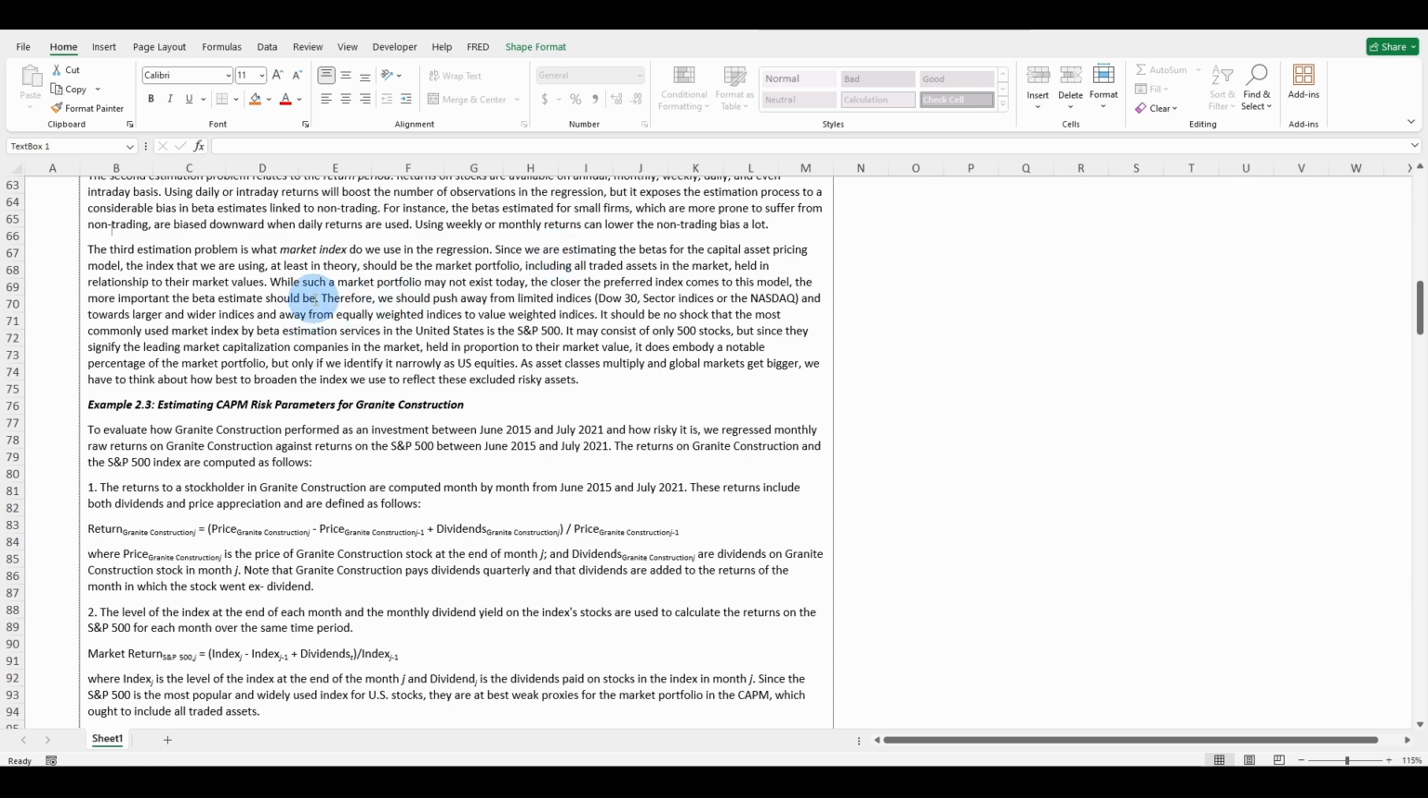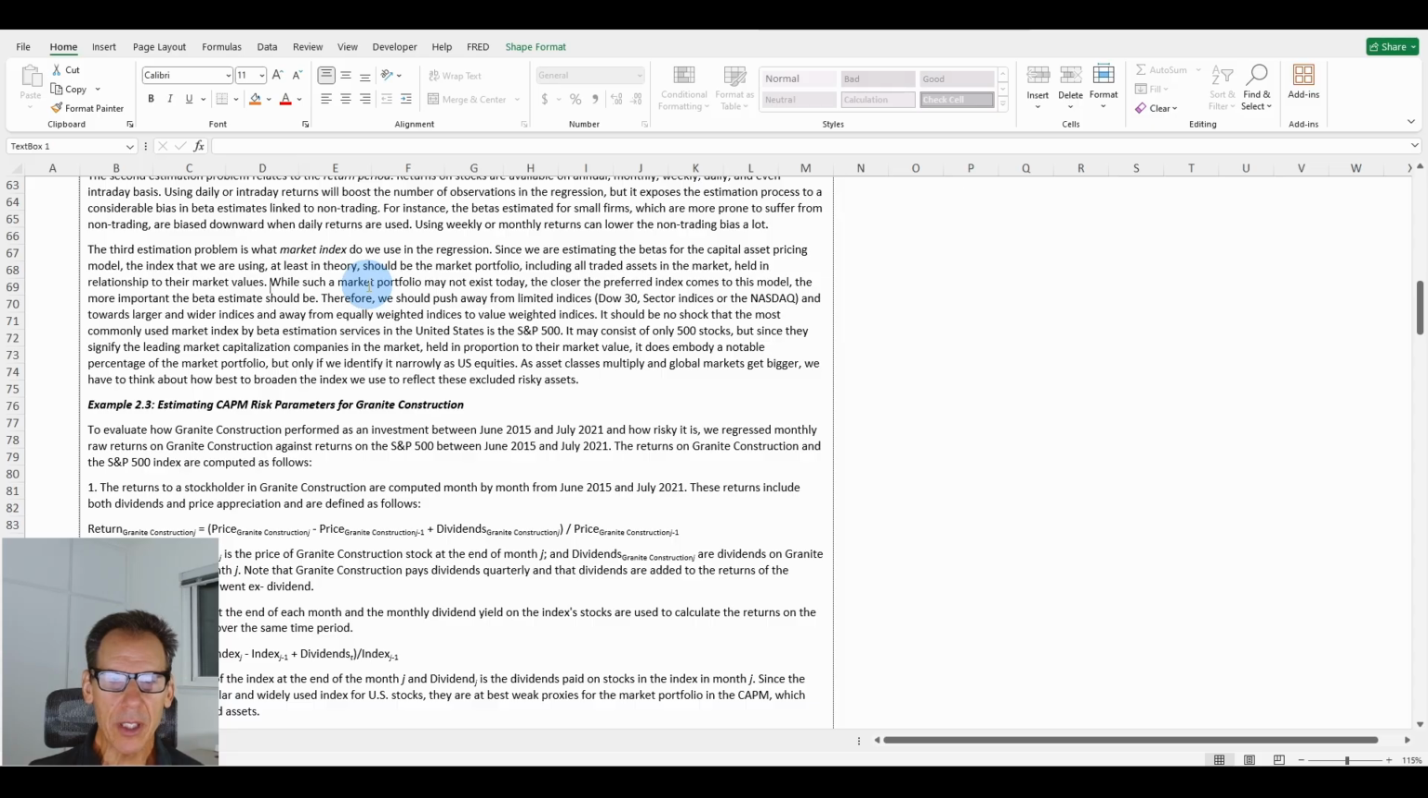The third estimation problem is what market index do we use in the regression? Since we are estimating the betas for the capital asset pricing model, the index that we are using, at least in theory, should be the market portfolio, including all traded assets in the market held in relationship to their market values. While such a market portfolio may not exist today, the closer the preferred index comes to this model, the more important the beta estimate should be. Therefore, we should push away from limited indices, Dow 30, sector indices, or the NASDAQ, and towards larger and wider indices, and away from equally weighted indices to value-weighted indices.